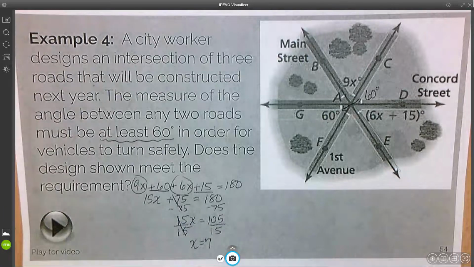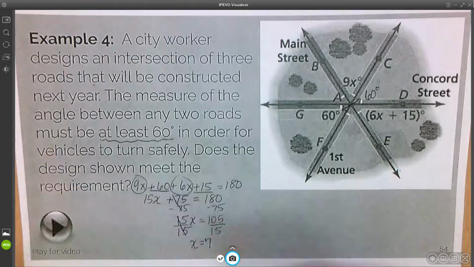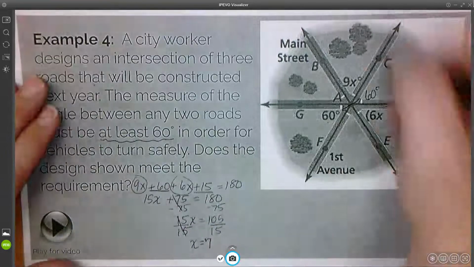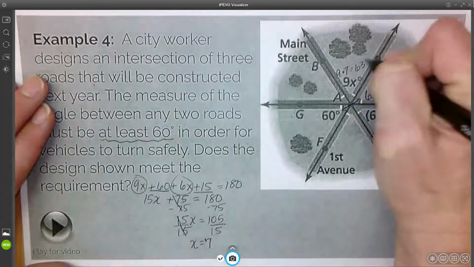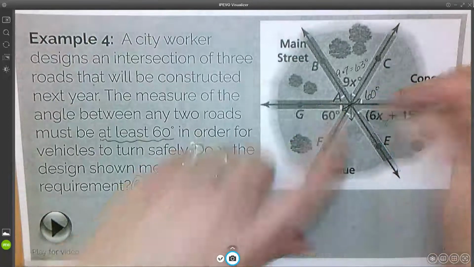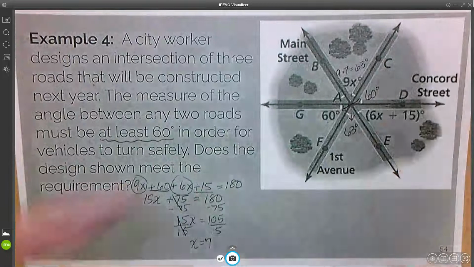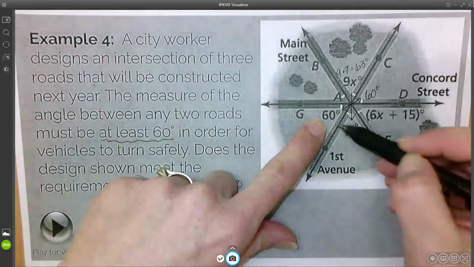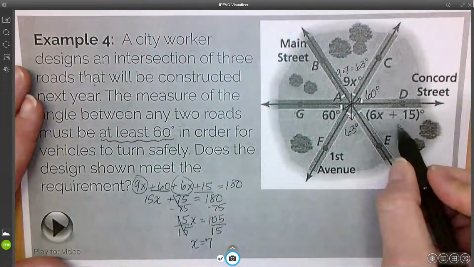Now, that's not enough information. What I have to do is go through and check the measures of all these angles to make sure that they're all at least 60 degrees so that everybody can turn corners safely. So in this angle here, I have 9 times 7, which is 63 degrees. So that's good. That's at least 60. And then across from that right here is its vertical angle. So this one has to be 63 degrees. So far, these angles here are all good.